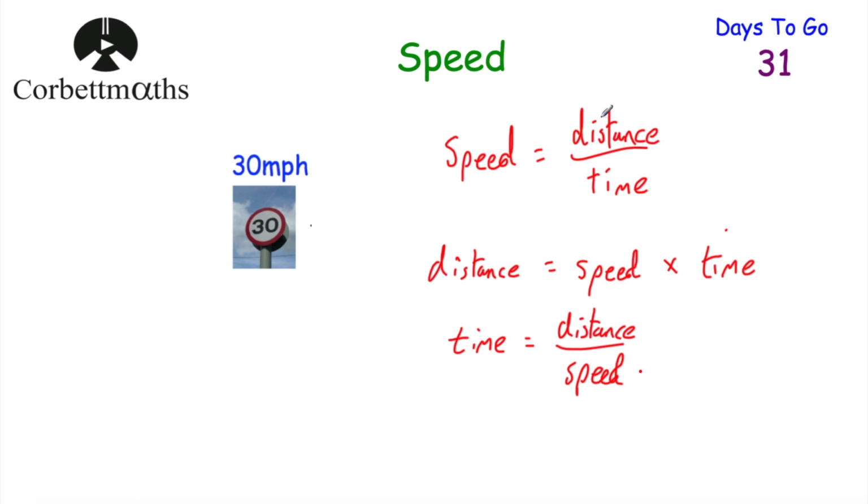So speed is equal to distance divided by time. Distance is equal to speed times time, and time is equal to distance divided by speed. And it's really important that you remember those. If you've got your window pens, feel free to jot those on your window so that you can remember those. So if you're daydreaming, look out your window, you can see speed is distance divided by time, distance is equal to speed times time, and time is equal to distance divided by speed.